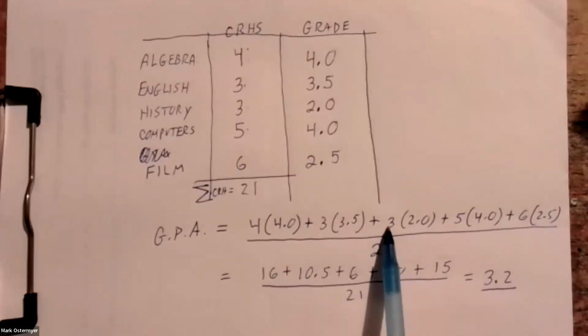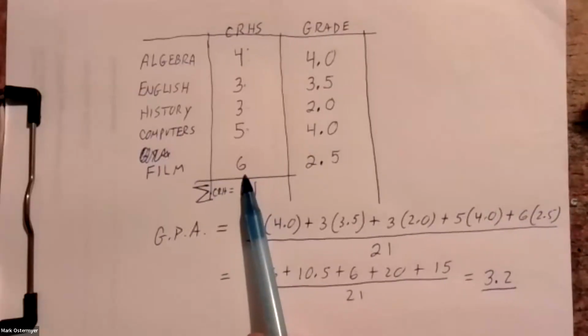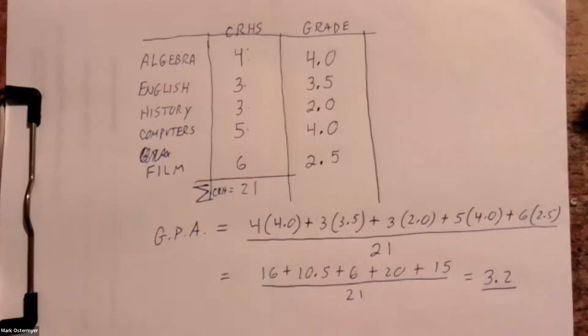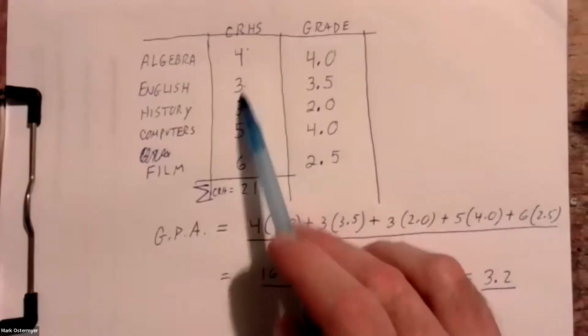So which class or course had the largest say-so in shaping my GPA for that term? Which class had the largest weight? Film. Film. 6 credit hours. That's a class you might want to try to get a good grade in because it's going to have the most influence in shaping your GPA for that semester or quarter. Which class could I maybe afford to skip on a little bit if I had no choice? History or English, right? A little bit less credit hours there.